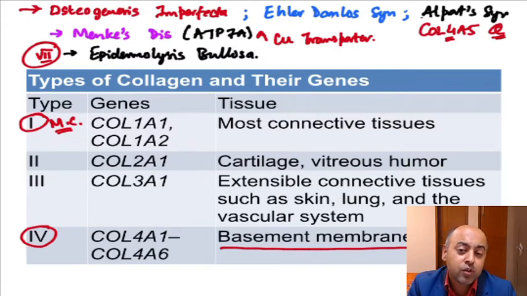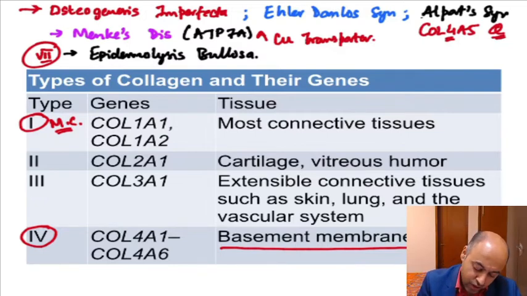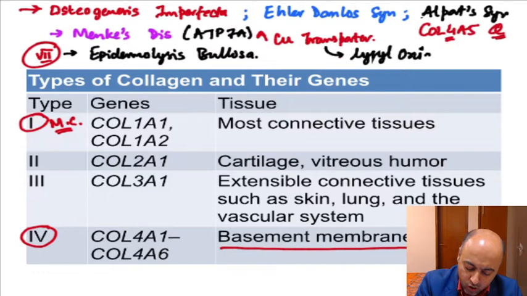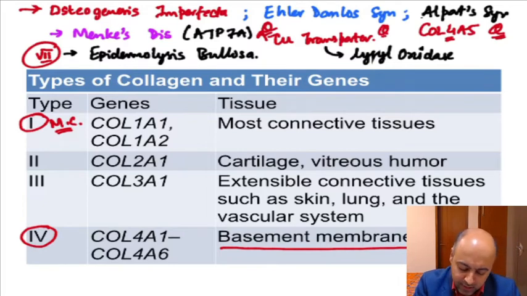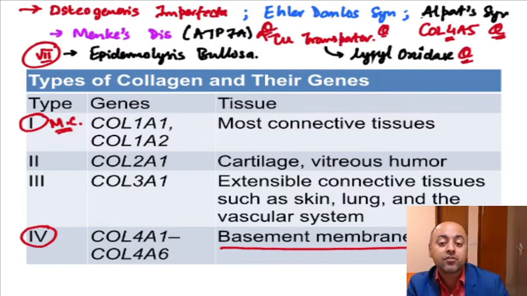Now in Menkes disease, what is the genetic defect? The genetic defect is the ATP7A, which is the copper transporter. Because of this, the copper is not available in adequate amount, and which enzyme is getting affected? The answer is lysyl oxidase. So here you have two questions: gene, what does it do? And the second question is which enzyme is affected? The answer is the lysyl oxidase.